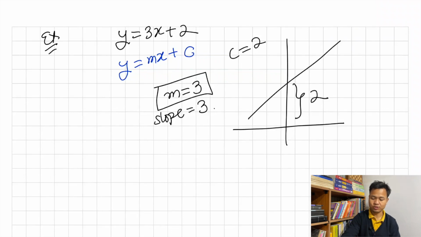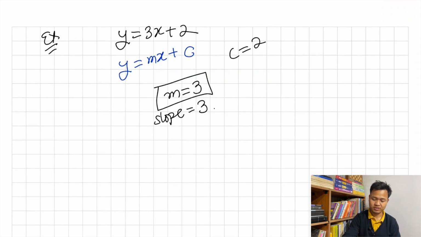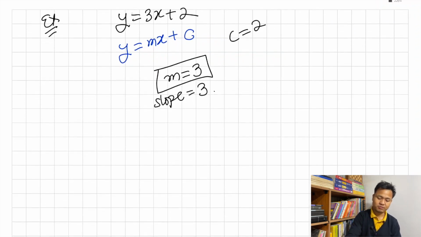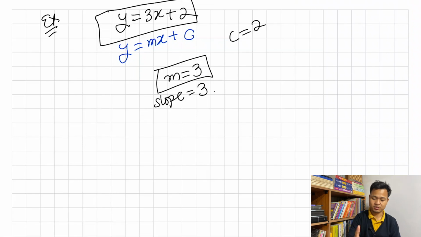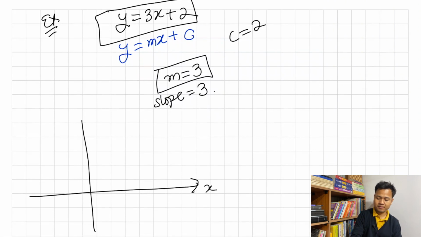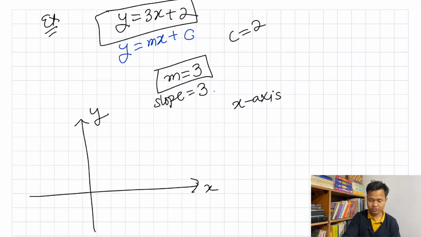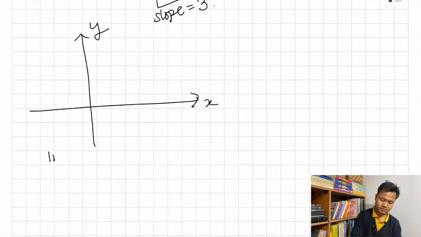But let's approach the correct way of drawing graphs. Now we have the equation y equals 3x plus 2. How do you draw the graph of this equation? On the x-axis, the equation is y equals 0. So we can find out the intercept on the x-axis.